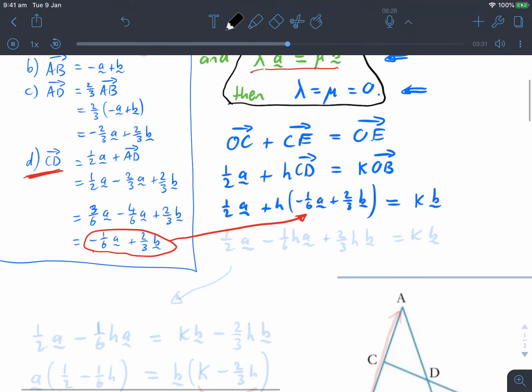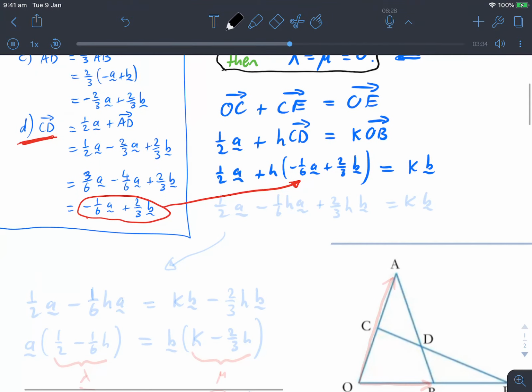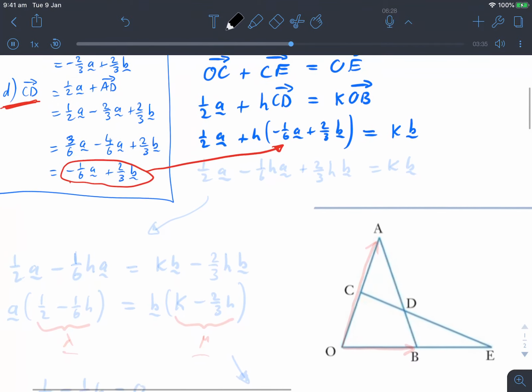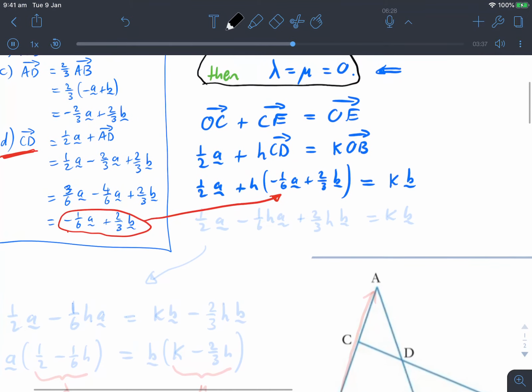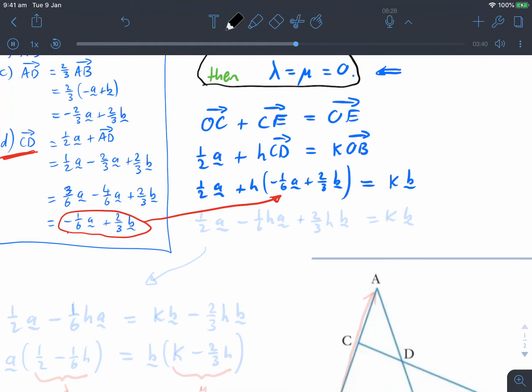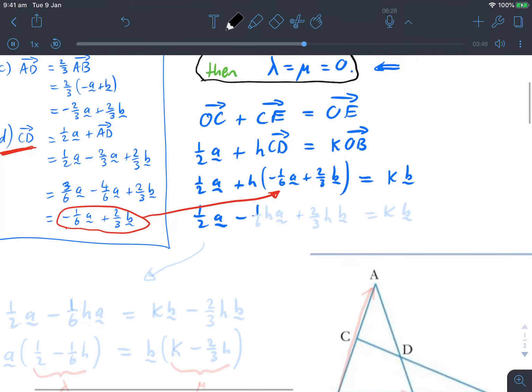Okay, we get to that point, and now we're going to do a bit of simplification. The idea is we want to get all of the vector A's onto one side of the equal sign and the vector B's onto the other side. So we'll tidy this up. We've got half times vector A, take 1/6 H times vector A, plus 2/3 H times vector B, just expanding out that bracket, is equal to K times vector B.